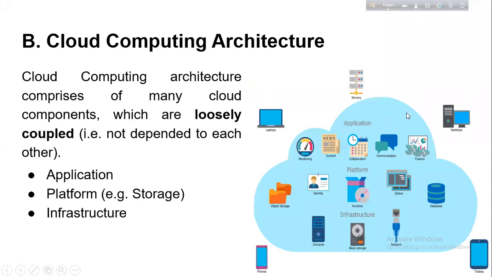So let's look at cloud computing architecture. Cloud computing architecture comprises many cloud components which are loosely coupled, that is, not dependent on each other. Tightly coupled, in other words, is dependent on each other. So if something happens with one component, it also affects the other component, but loosely coupled means not dependent on each other. Application platform, for example, storage infrastructure.